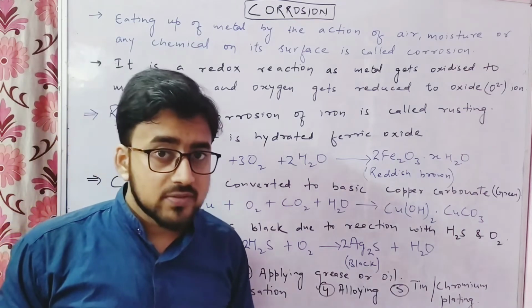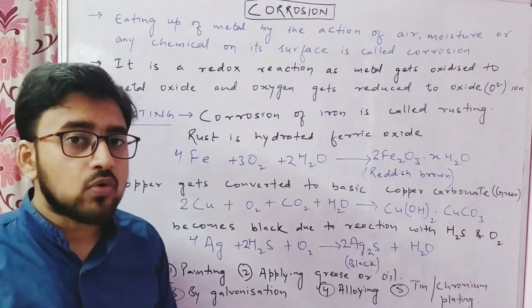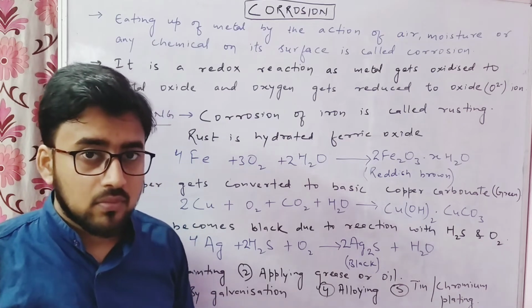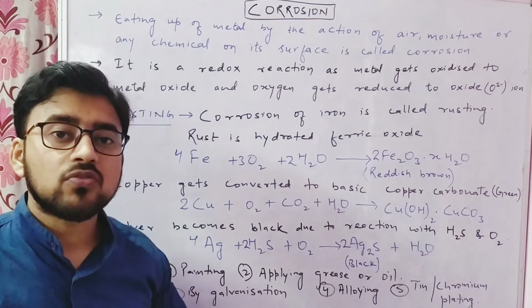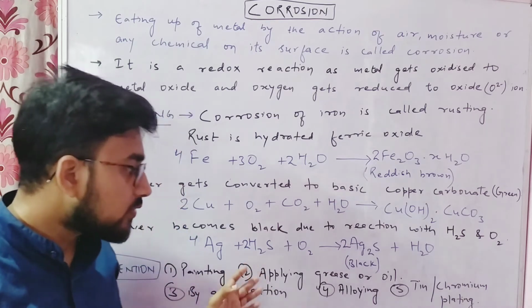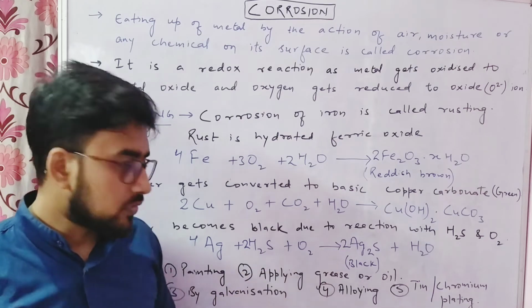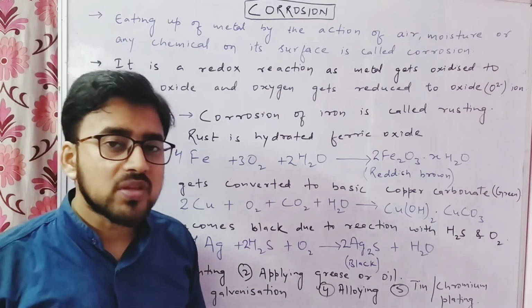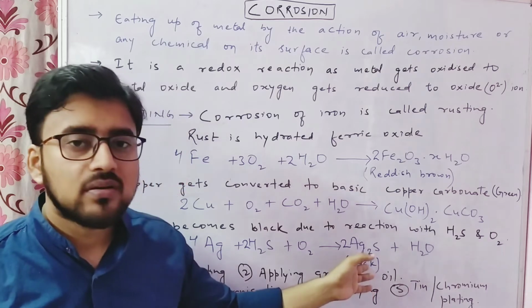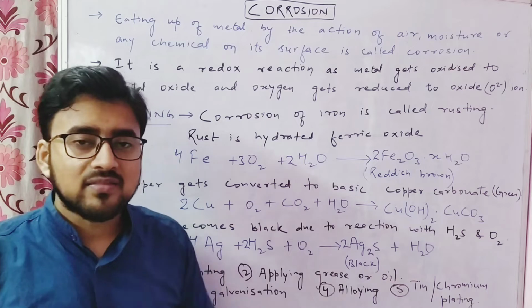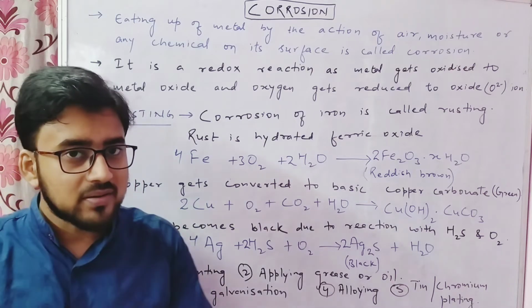Similarly, if you talk about silver, after getting old, silver metals become black. Why has it happened? Again because of corrosion. Silver reacts with the hydrogen sulfide gas present in the air and also with oxygen, and forms a new substance called silver sulfide, which is black in color. So these were the examples of corrosion in different metals.